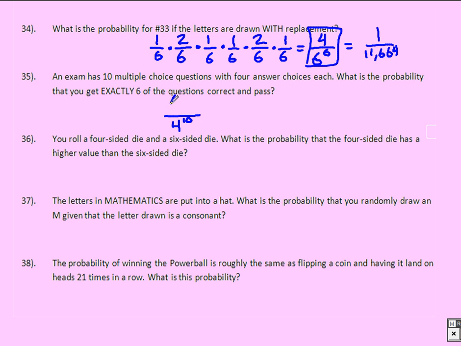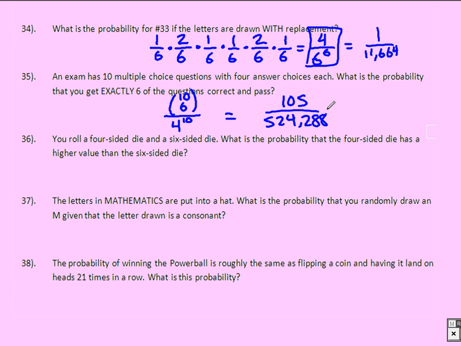We need to have, of the 10 questions, get exactly 6 of them correct. That's your answer, leaving it exactly like that: 10 choose 6 over 4 to the 10th. If you want it as a fraction, it's 105 out of like 524,000. So not exactly great odds just by guessing. And that's, again, if you get exactly 6.